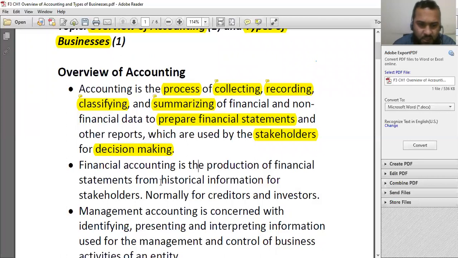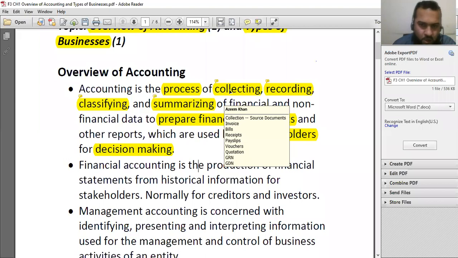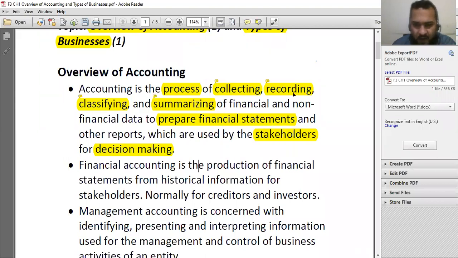Financial accounting is a process, starting from the collection through source documents, then recording the collected financial transactions in the day books, and then from the day books you will prepare individual ledger accounts, and then from the ledger accounts you will prepare your trial balance, and the trial balance you will use for the preparation of your financial statements.